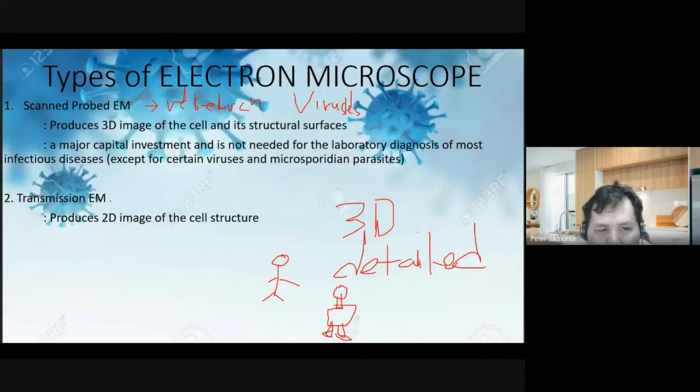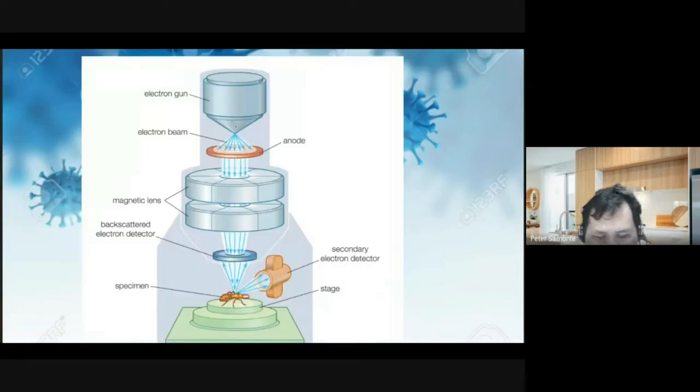And another one, an older version, would be your transmission EM. It produces a 2D, two-dimensional image of the cell structure. So here's an example, class, of your EM. This is a very big one. Actually, this is almost half, maybe about 4 feet in size. Then it's very heavy also. I've only seen one in a picture. I've never seen a live or a real one in person.